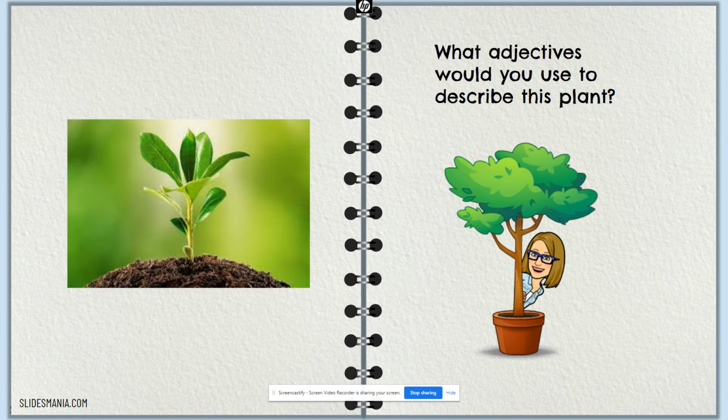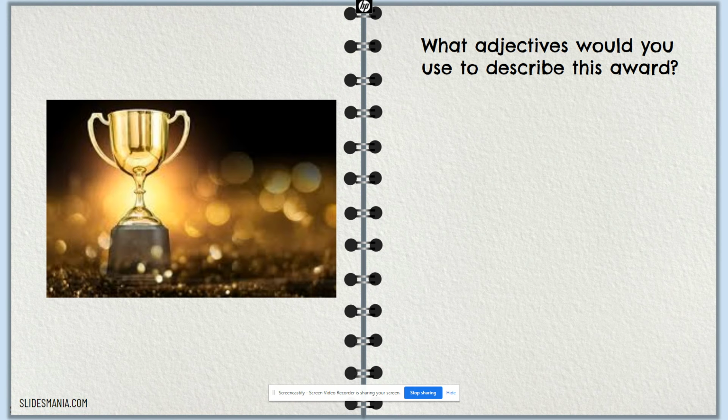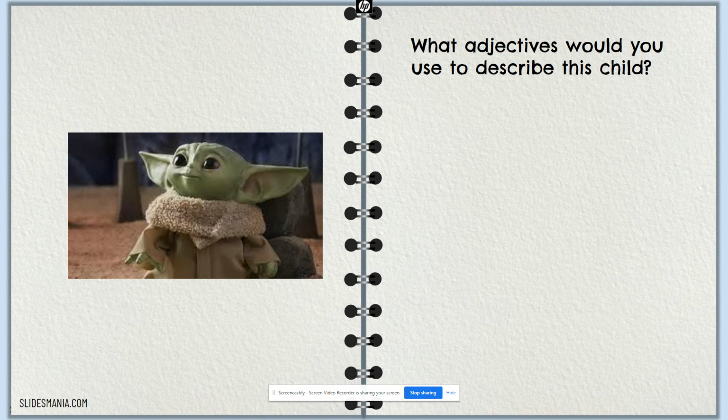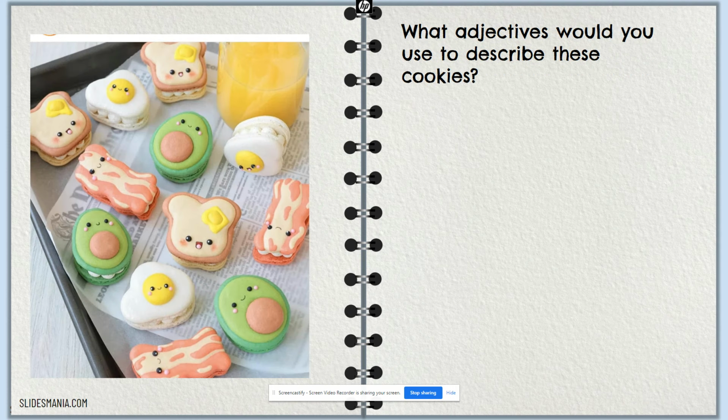Next, let's think about this plant. What adjectives would you use to describe this plant? You may want to pause the video and jot that down right now. And what about this award? What adjectives would you use to describe this award? I want you to take a second, pause the video, and jot down a few adjectives to describe it. What about this child? What adjectives would you use to describe Baby Yoda? Pause the video and fill it in on your graphic organizer. And last, what adjectives would you use to describe these cookies? Go ahead and pause and put it in your graphic organizer.